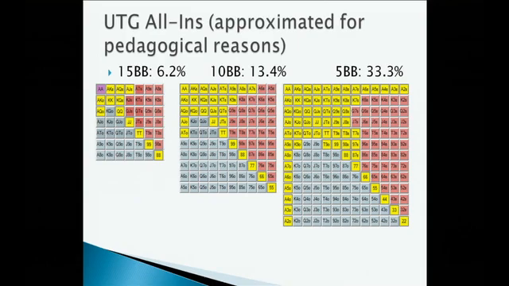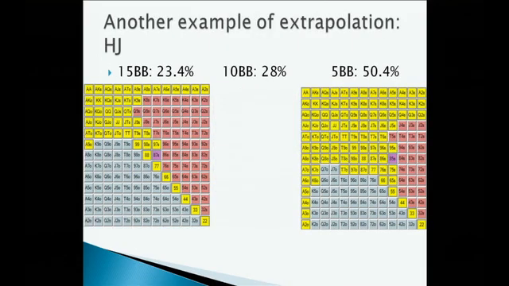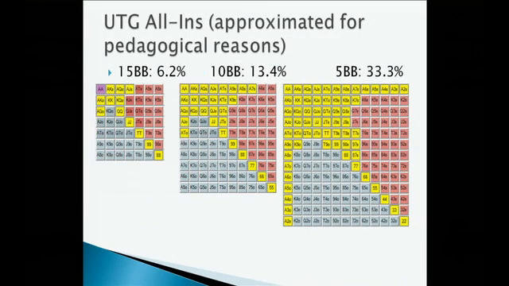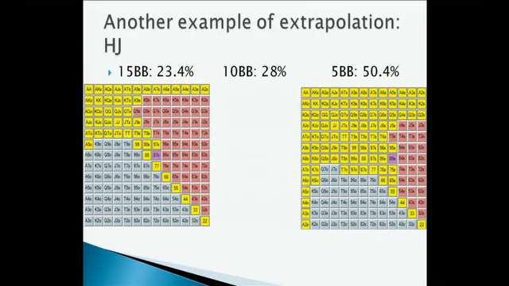Okay, so this is roughly what the shape of the curve looks like. Here's another example. For hijack, from 15 big blinds to 10 big blinds, it actually changes very little. I guess it changes somewhat, but 23.4% to 28%. And then with 5 big blinds, it goes up very fast. So as the number of big blinds goes down, it increases a lot, but the change from 15 to 10 isn't that much. I guess under the gun it's a lot, but for hijack it's not that much.